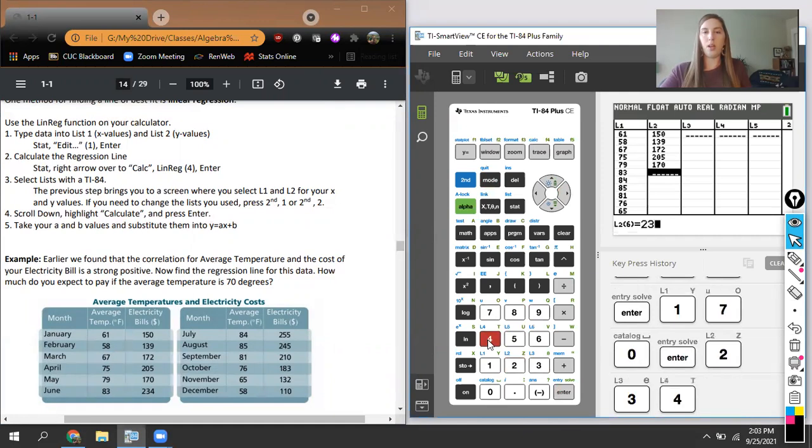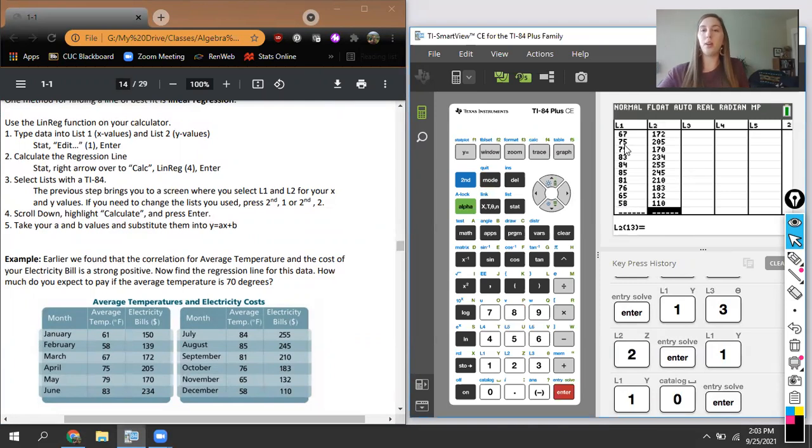Now, one mistake would be some people think, oh, these are 2 different lists, so I need 4 lists total. No, X is your average temperature that goes into list 1. Y is your electricity bill. All of the electricity bill goes into the same column. So keep following, 255 in your same list 2. And then 245, 210, 183, 132, and 110.